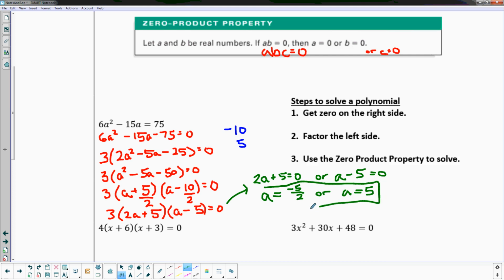Okay, all of these are going to have 2 answers, and that brings us to something I don't have in the notes, but anytime you're trying to solve an equation, the degree of the polynomial tells you how many possible answers there are. In this case, the degree is 2. The highest power on the variable is 2. So there's 2 possible answers. If this was a 3, there would be 3 possible answers.